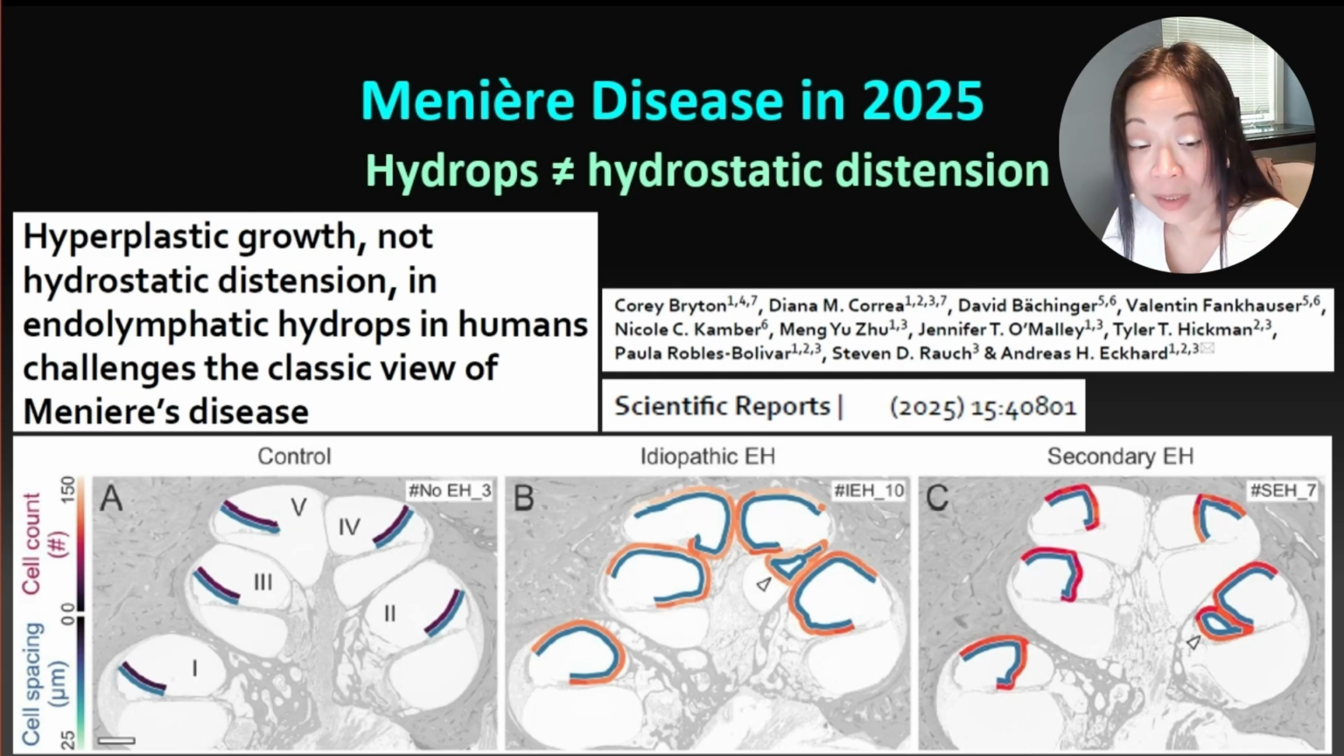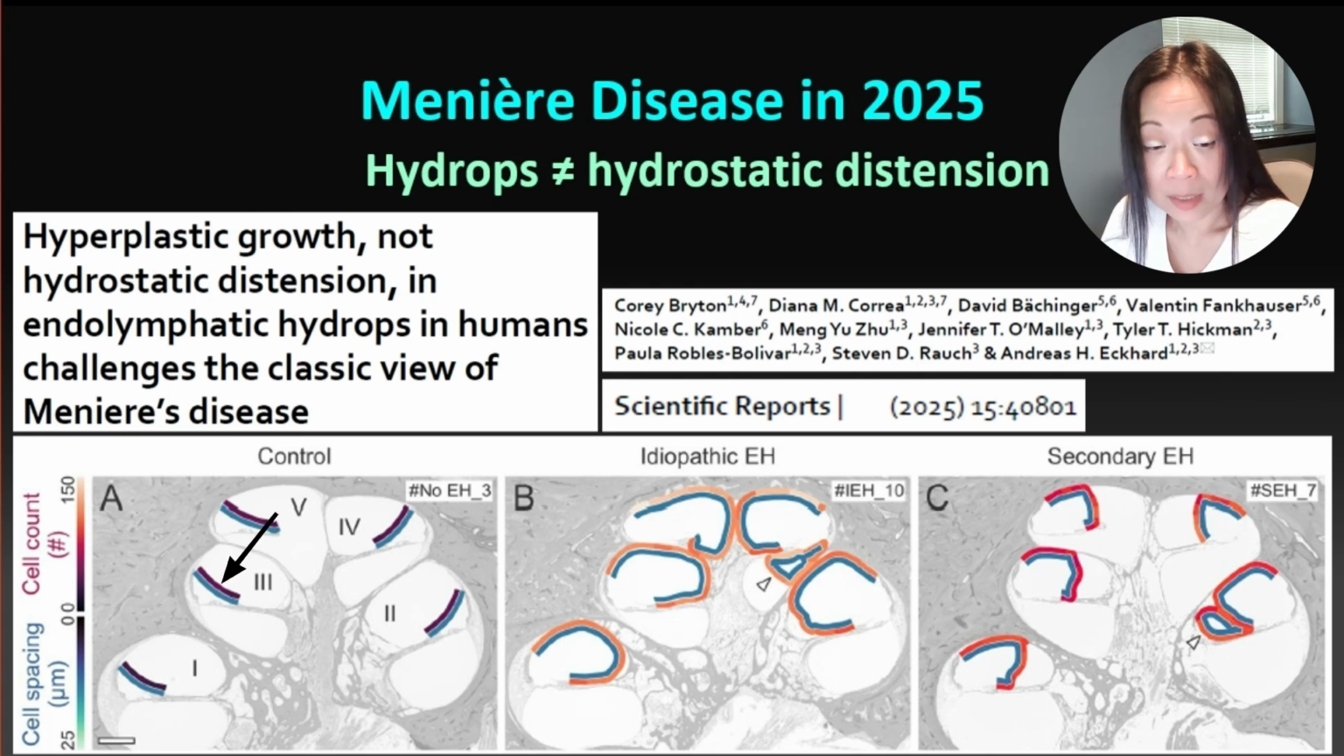What they did here is they actually labeled the cells on the lining of the cochlear duct of the little triangle and these ballooned out spaces. They looked at cell spacing, which is coded in this green to blue to dark purple spectrum, and cell count, which is in this orangey red spectrum. If we look at cell spacing, you can see that around the little triangle in controls, it's kind of a blue, and it's still a blue when it's ballooned out, and still a blue when it's ballooned out in secondary hydrops. So the cell spacing really doesn't change whether it's distended or not.